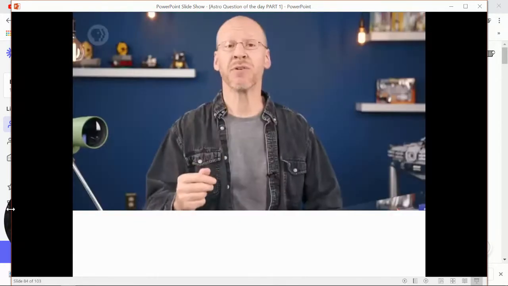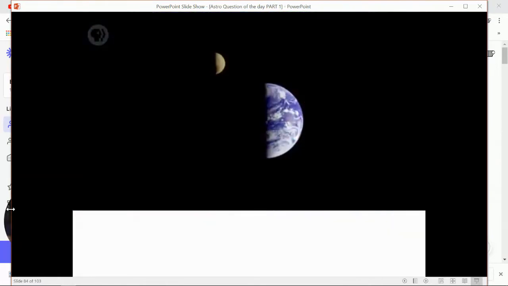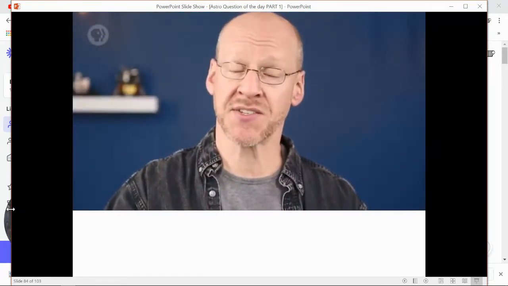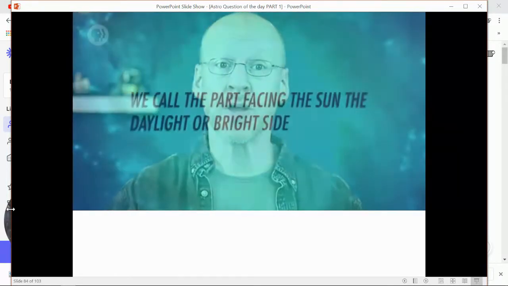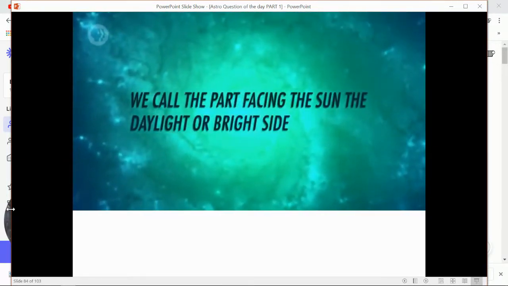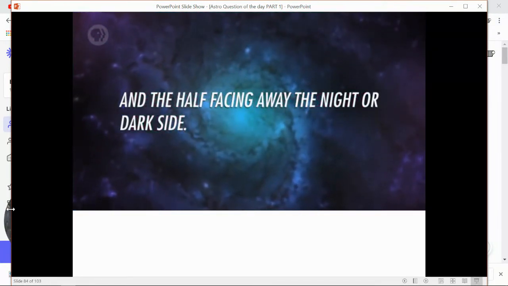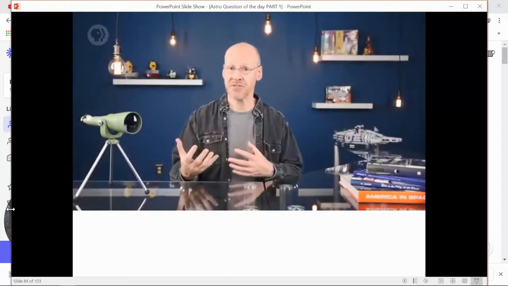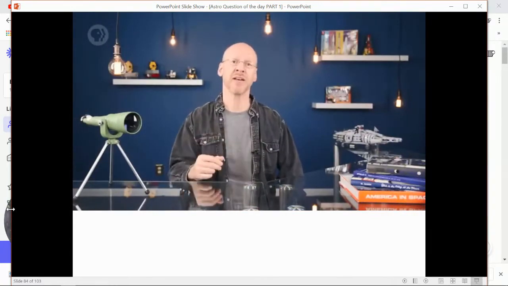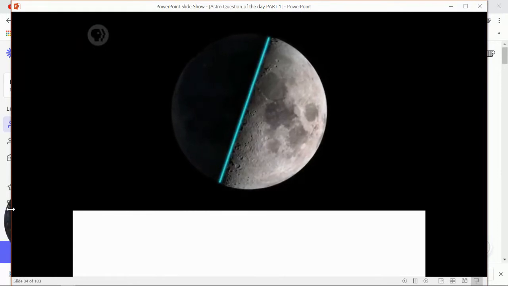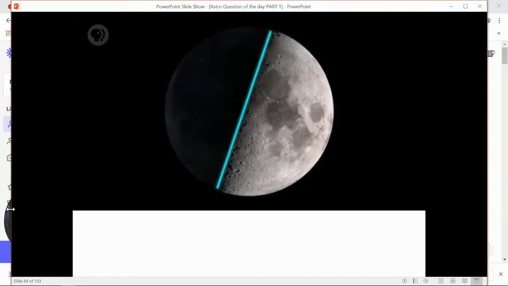Geometry. The important thing to remember through all of this is that because the moon is a ball in space, half of it is always illuminated by the sun. This is true for the Earth, too, and every spherical object in space. Half faces the sun, half faces away. We call the part facing the sun the daylight or bright side, and the half facing away the night or dark side. The phase of the moon refers to what shape the moon appears to us, how much of it we see illuminated from the Earth. The key to all this is the line dividing the lit day side from the unlit night side. We call that line the terminator.